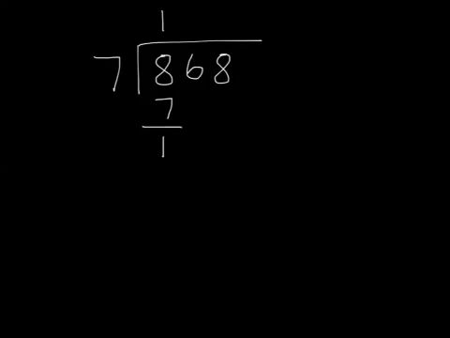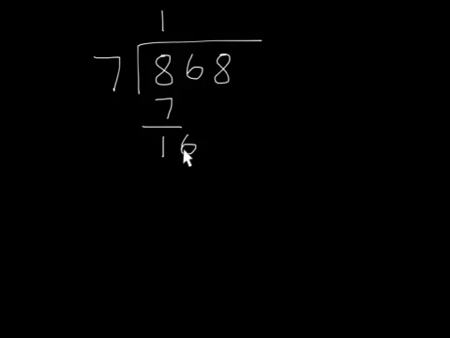Now, it's very important that you understand these steps. So what have I done here? I said how many 7s in 8? 1. 1 times 7 is 7, and the remainder is 1. Then I'm going to bring that 6 down. Then I go through the whole process again.